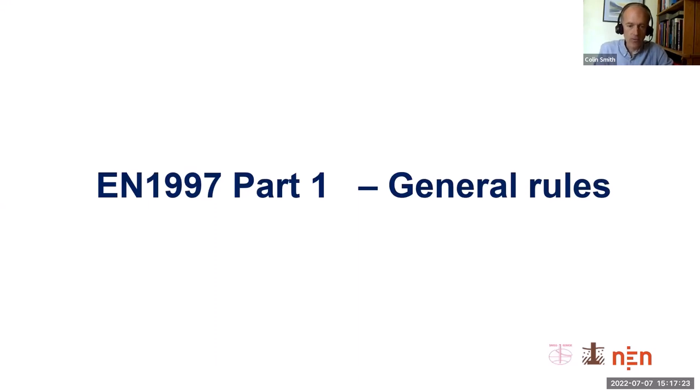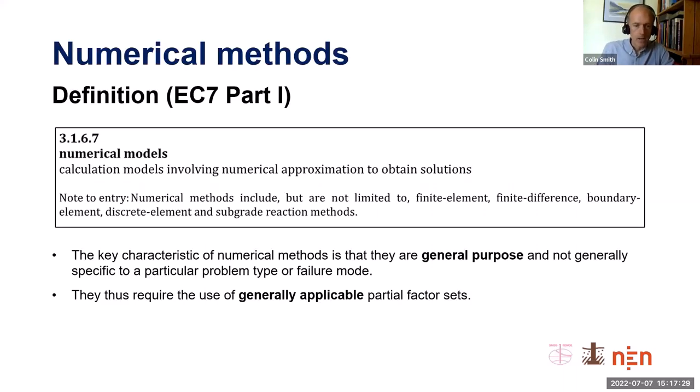So I'll kick off looking at part one and the changes there. What does part one say? So at the beginning, we now have a definition of numerical methods. We've discussed this quite a lot in some of our task groups, and it's quite difficult to come up with a definition. For me, the key characteristic is that numerical methods are general purpose and not generally specific to a particular problem type or a failure mode.